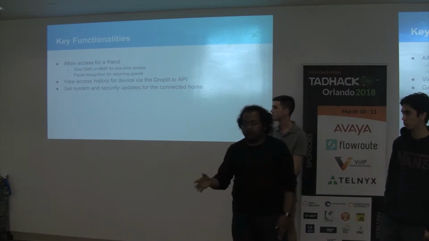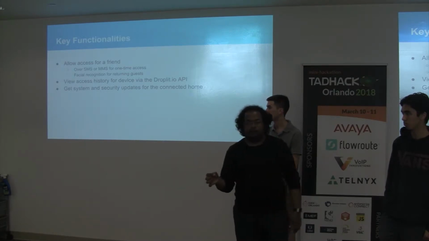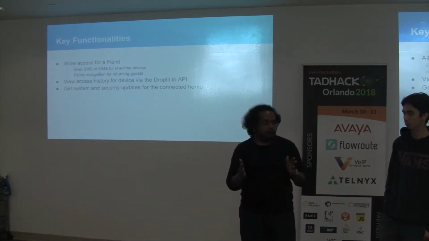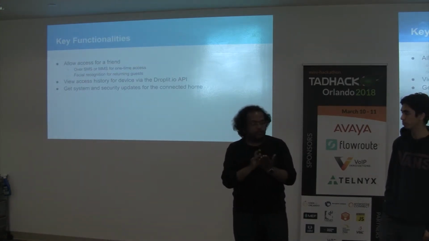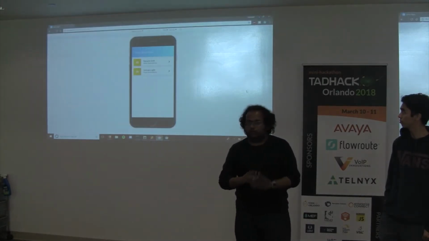So for example, we're going to show you in the demo real quick. We need a volunteer. If you try to open the door and you're not an authorized person, the owner of the safe or the door gets an MMS with a picture of the person at the door. This is the person that tried to open the door.